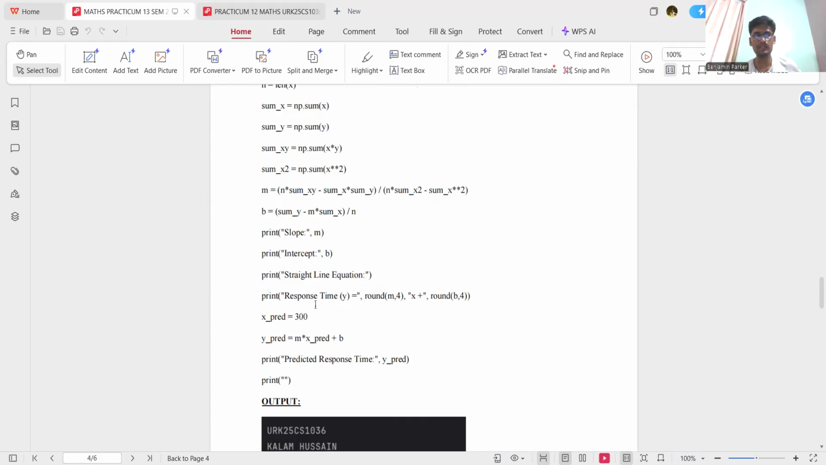And after that, we are printing the response time as given here. The response time y is equal to round m for x plus round b for the intercept. And after that, x predict is 300, y predict is equal to m times x predict plus b. And after that, we are printing out the predicted response time.